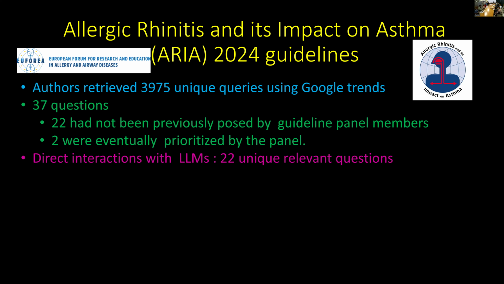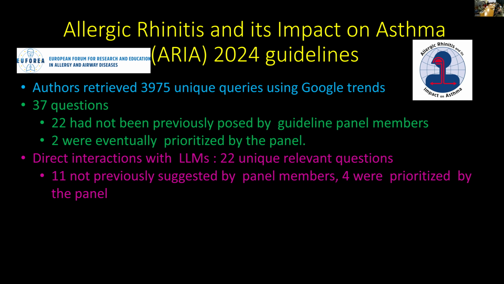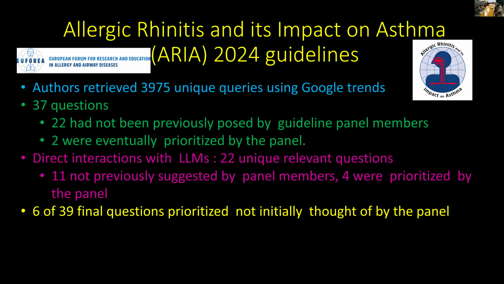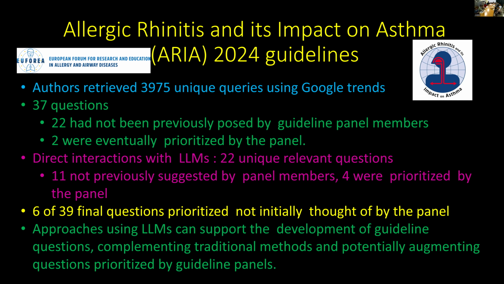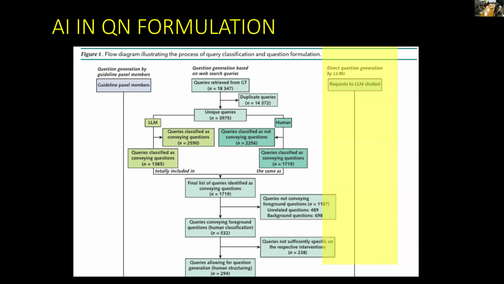Large language models. You have large hospital data, which is just text. We are not typing text, right? This is somebody's significant notes. But we can convert that into data with a large language model, which recognizes text and turns it into data. It looked at 22 relevant questions. 11 were not previously suggested by the panel members, and finally 4 were included in the guideline. So in total, 6 of the 39 questions not previously thought of by the panel were added by this AI methodology.